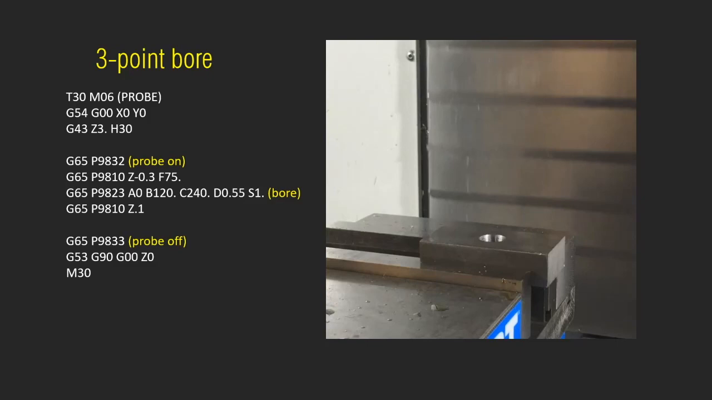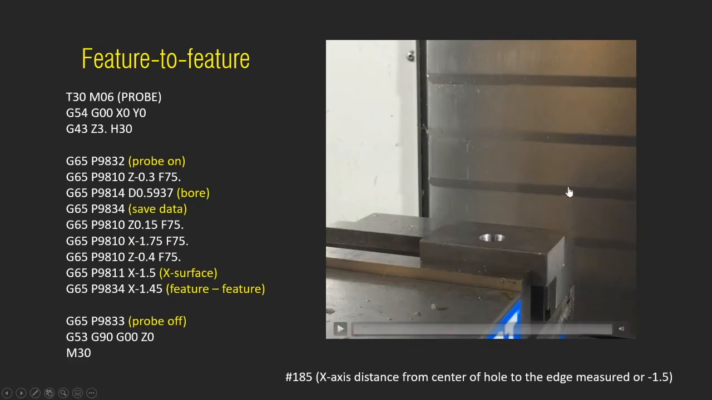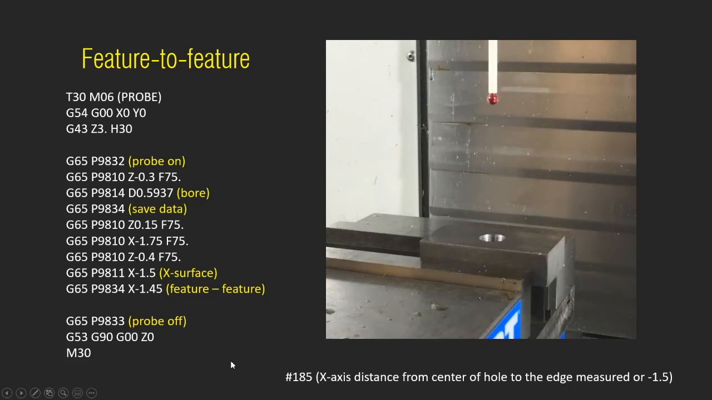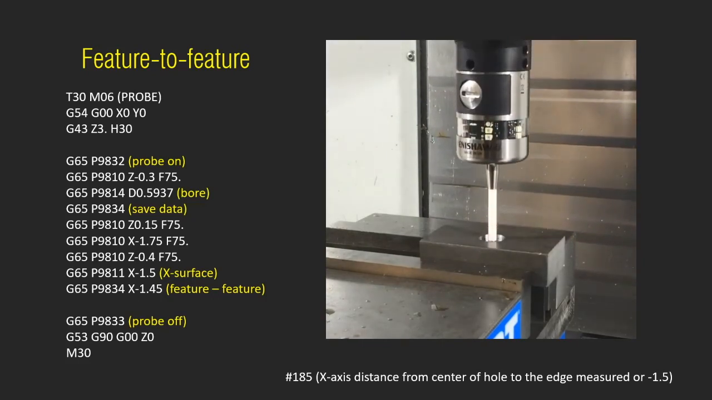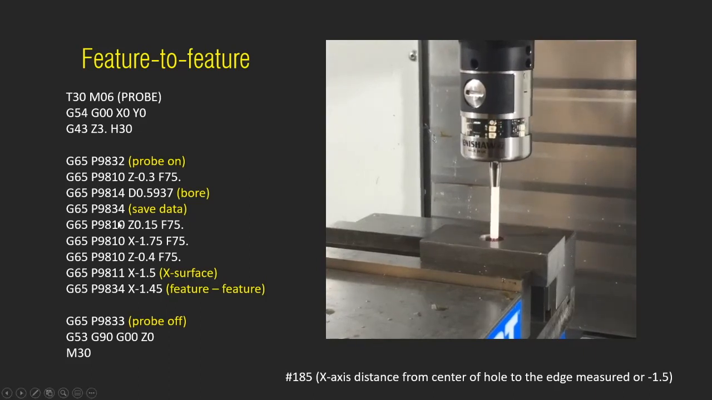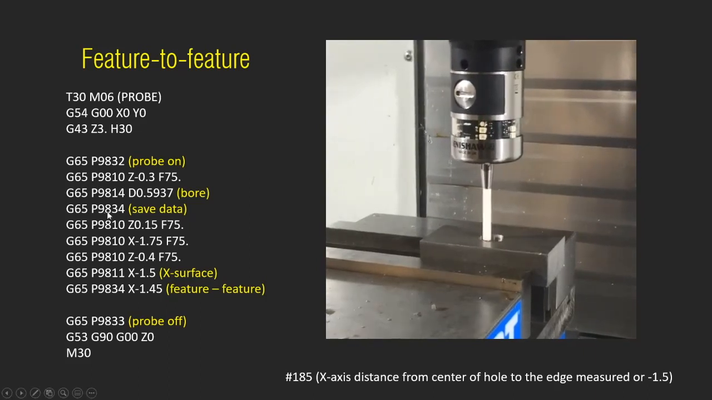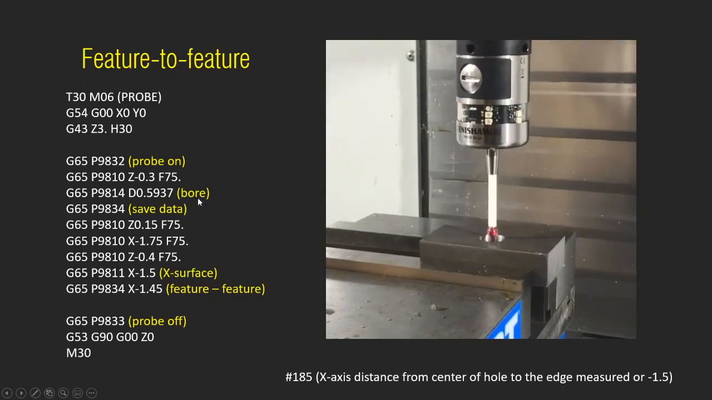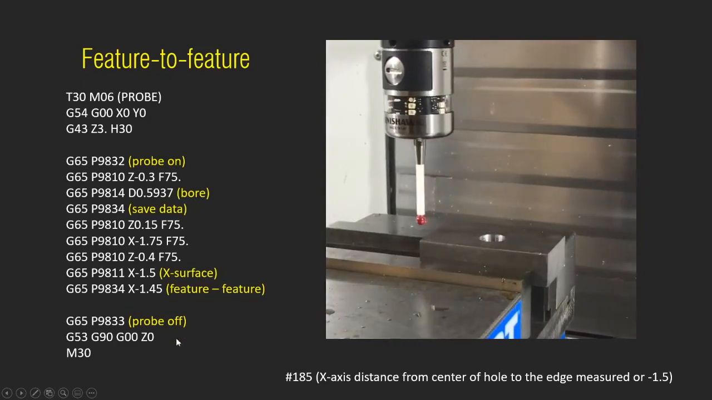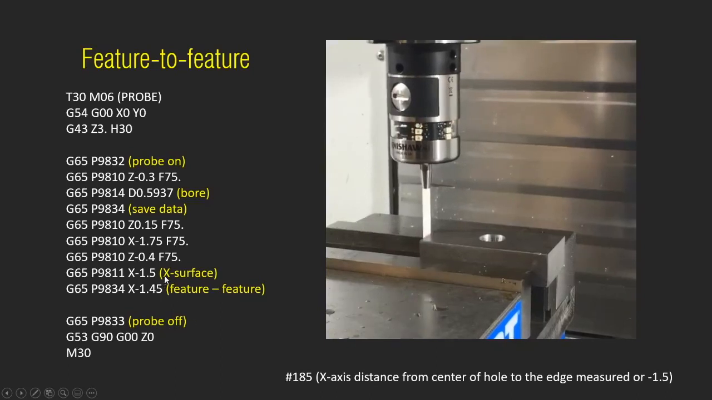So that's 3-point, and another one is feature to feature, and I'll run that one. On this one, it comes down and it's going to bore the hole. And then you can see over here, I have it save data. So this 9834 is saving the data of where that hole is located. Going to reposition, drop down, and it's going to do an X surface.